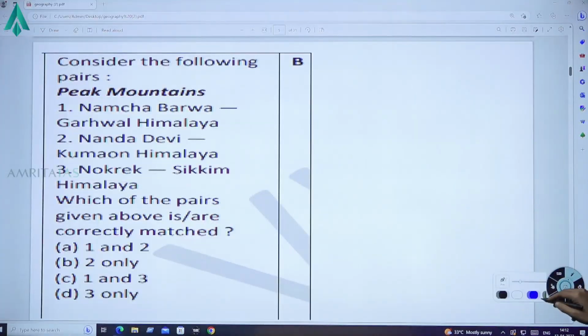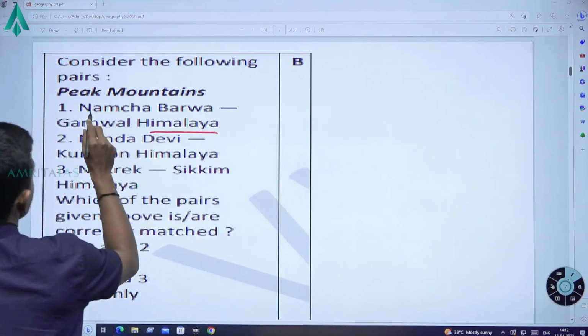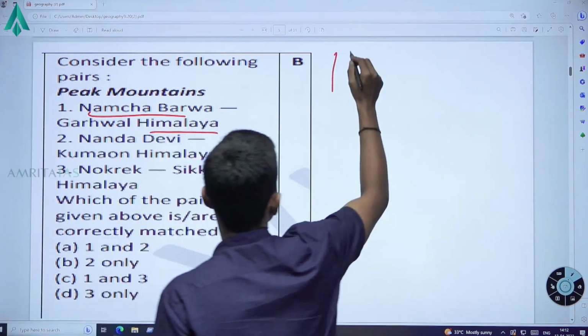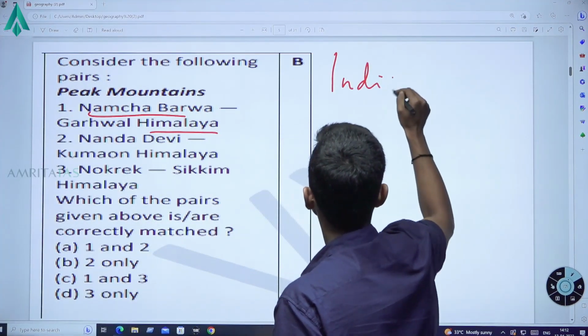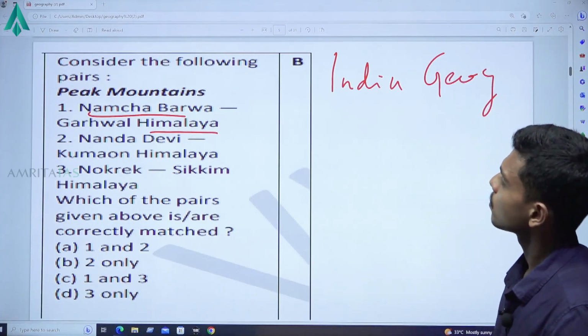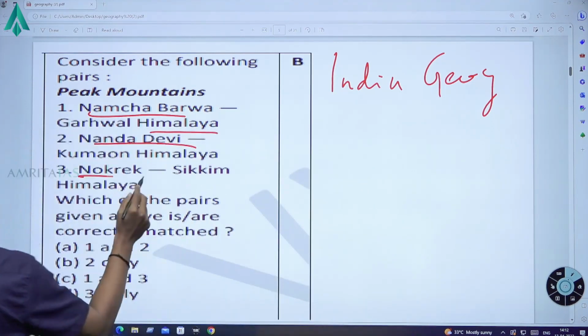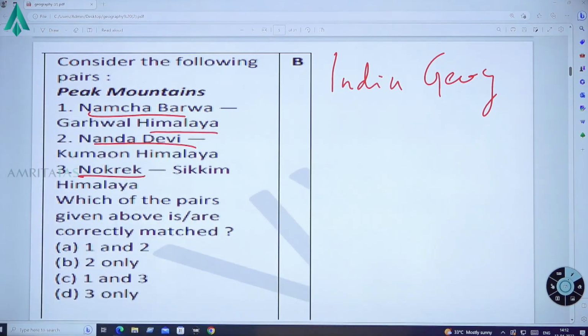Third question was a purely IR question. They had asked about the Himalayan ranges. Indian geography question. Purely static. So here they had asked about the major peaks: Nokrek, Nanda Devi, Namcha Barwa.